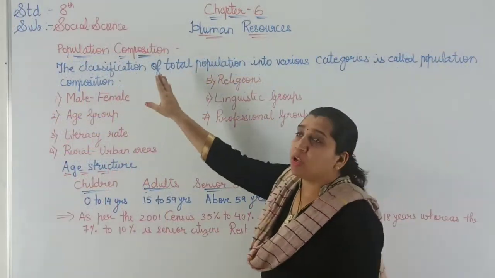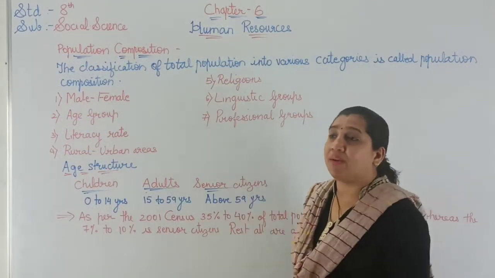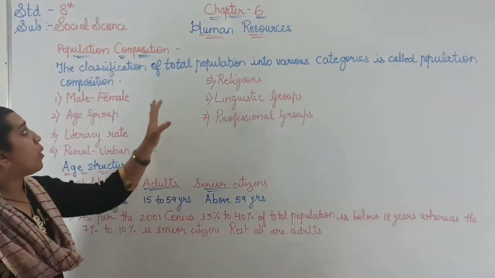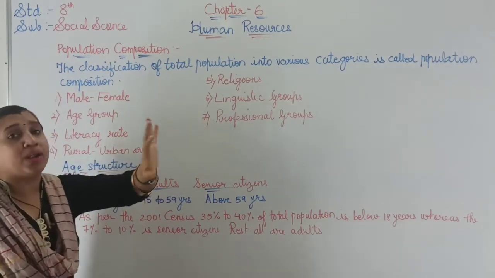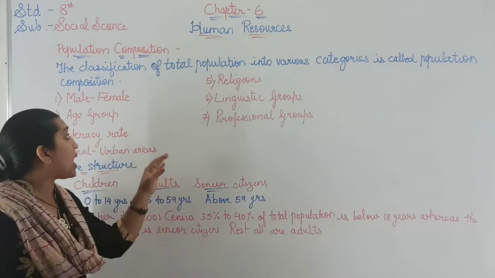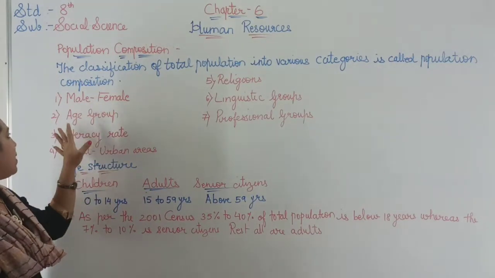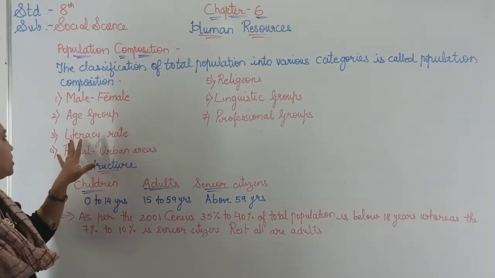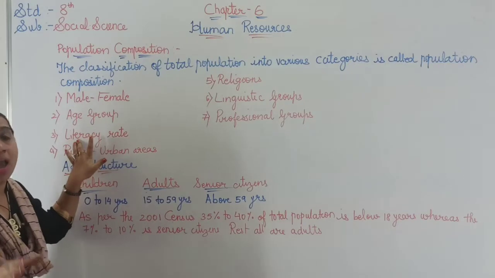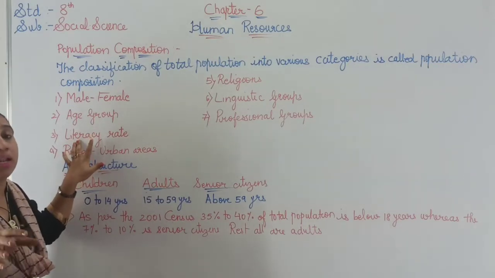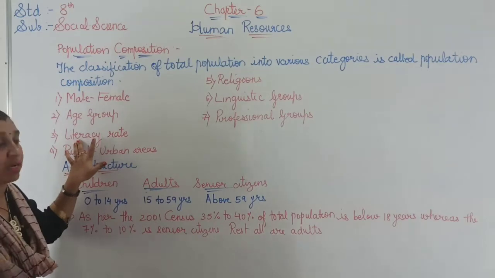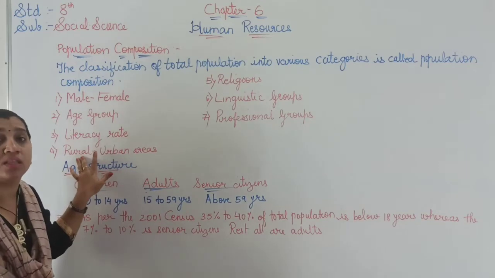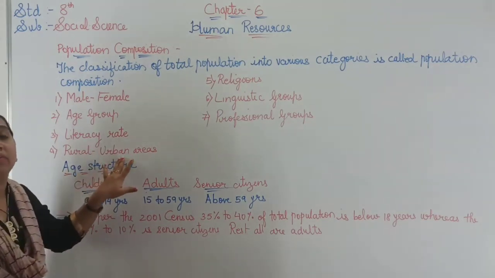Now here, population composition, the classification. I have already told you that after having the total population, the population is divided into various categories, and the categories are male and female. Apart from that, age group, the difference between children, adults, and seniors. The third is the literacy rate: how much of the population has literacy in our country, India. The fourth is rural and urban areas: how many people are living in villages, and how many people are living in cities.